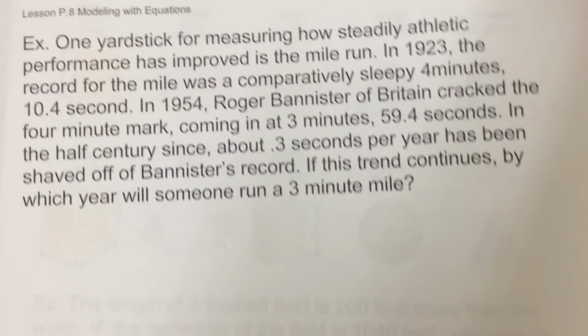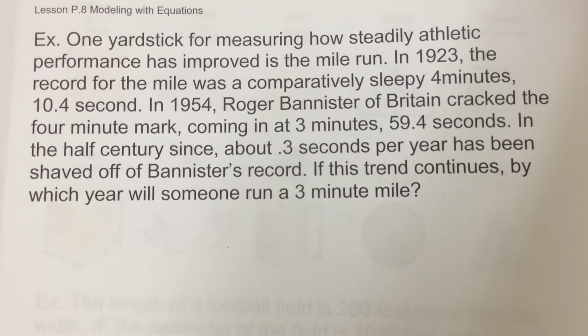One yardstick for measuring how steadily athletic performance has improved is the 1 mile run. In 1923, the record for the mile was a comparatively sleepy 4 minutes, 10.4 seconds. In 1954, Roger Bannister of Britain cracked the 4-minute mark, coming in at 3 minutes, 59.4 seconds. In the half century since, about 0.3 seconds per year has been shaved off of Bannister's record. If this trend continues, by which year will someone run a 3-minute mile?